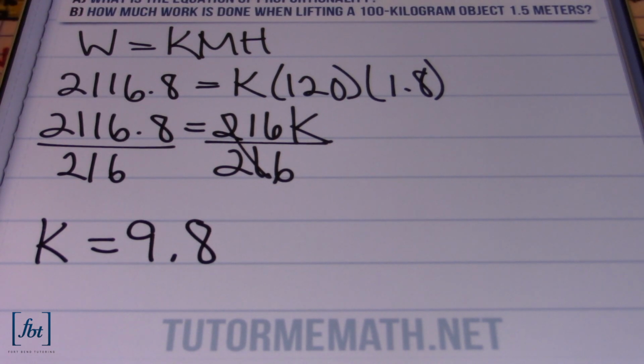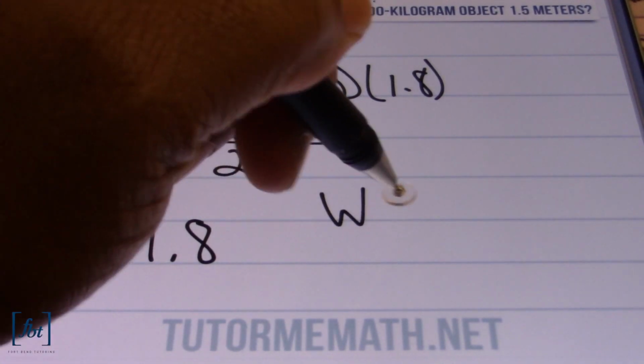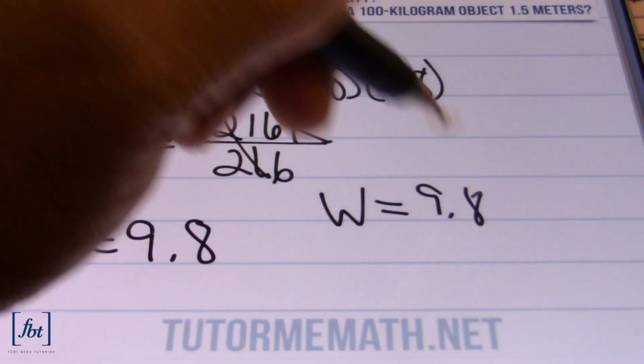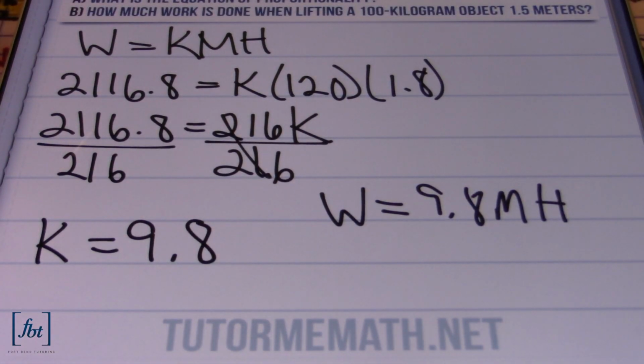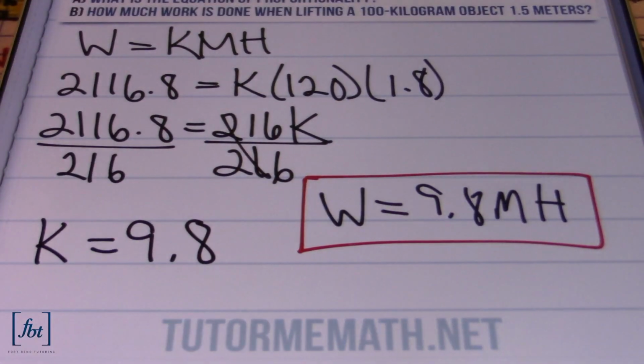Using this constant of proportionality, we can write our variation equation or our equation of proportionality as W equals 9 8/10 MH. Just like that. All right, and that's part A. Let's red box it. Red boxing it.